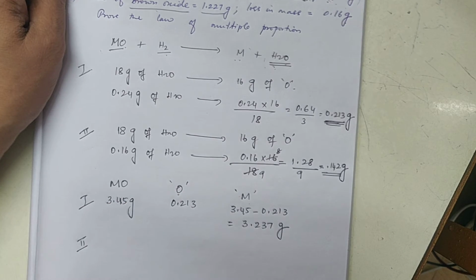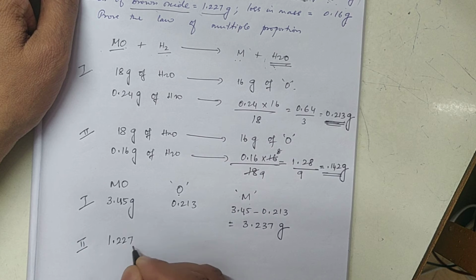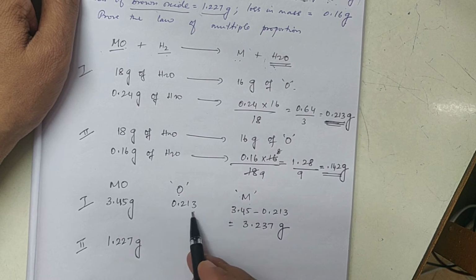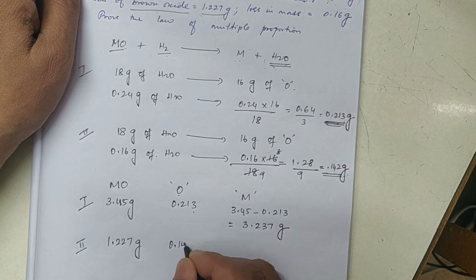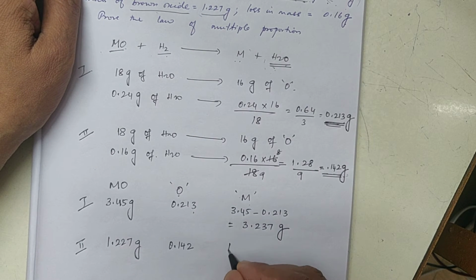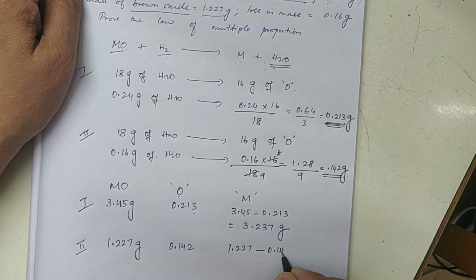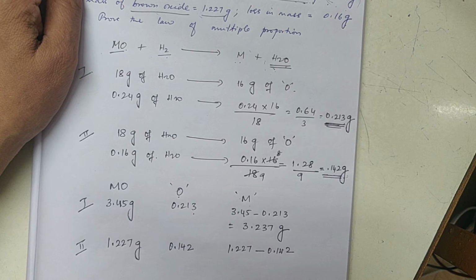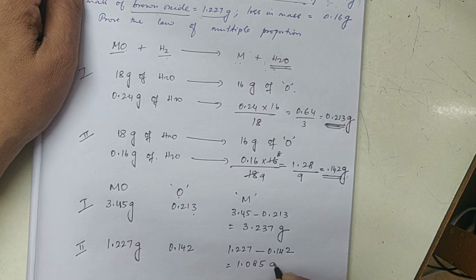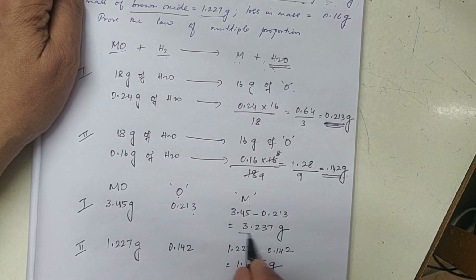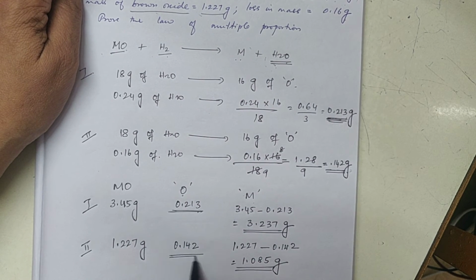Then the second one, metal oxide mass is 1.227 gram. And how much of oxygen you got? You got 0.142. So this should be 1.227 minus 0.142. That will give you 1.085. So you have got the mass of metal and the mass of oxygen, okay.